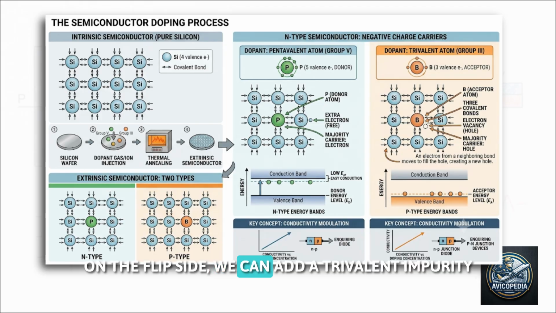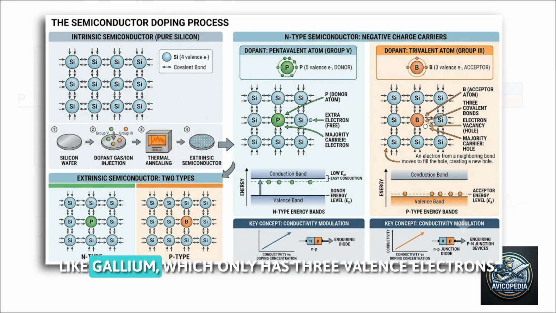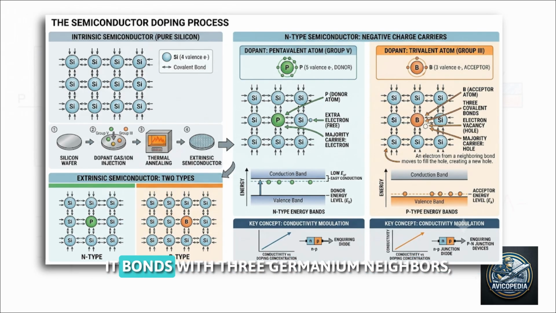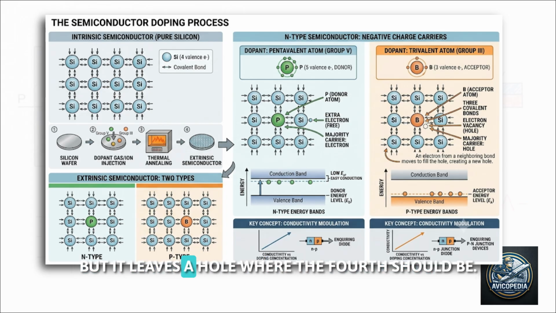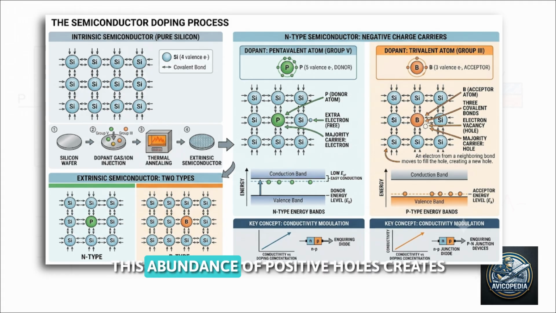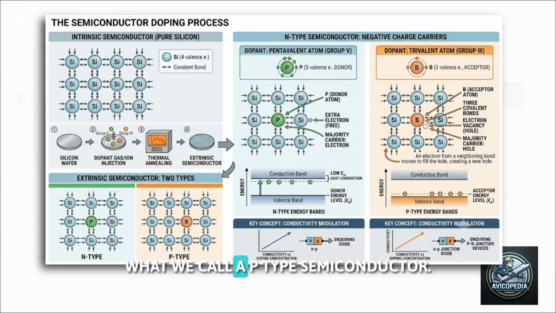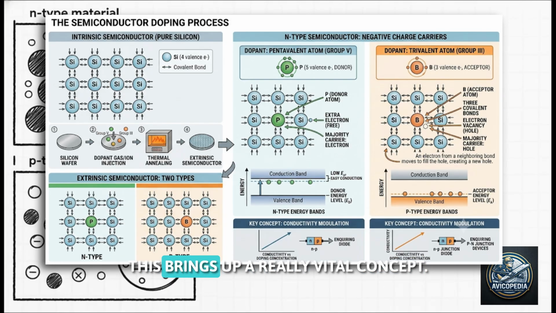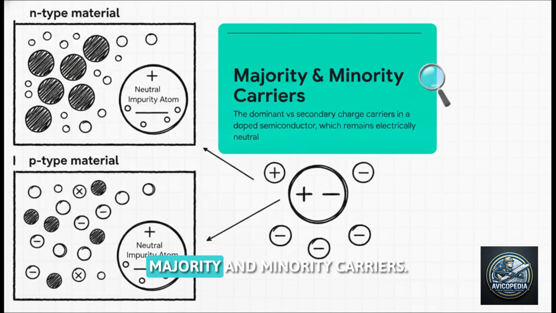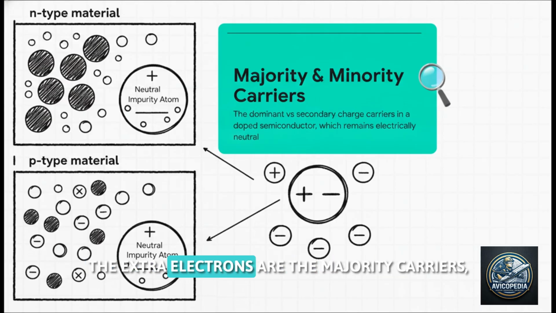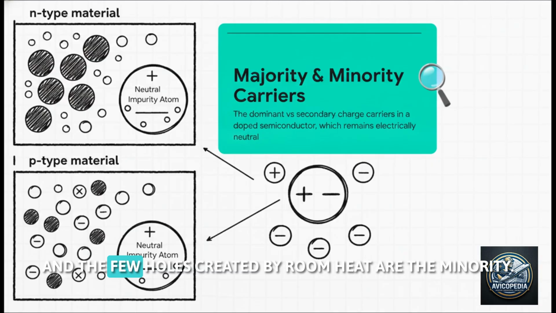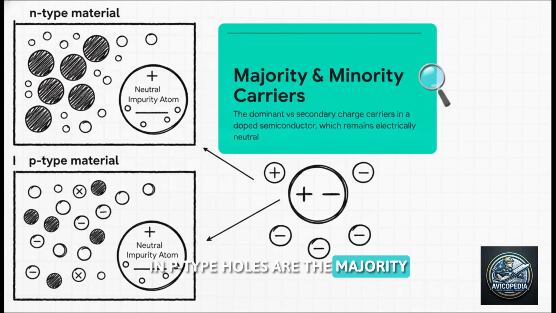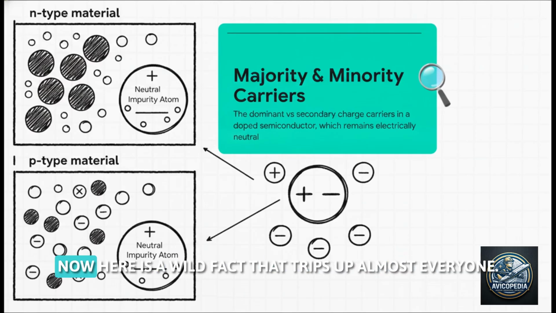On the flip side, we can add a trivalent impurity like gallium, which only has 3 valence electrons. It bonds with 3 germanium neighbors, but it leaves a hole where the 4th should be. This abundance of positive holes creates what we call a p-type semiconductor. This brings up a really vital concept, majority and minority carriers. In our N-type material, the extra electrons are the majority carriers, and the few holes created by room heat are the minority. In p-type, holes are the majority and electrons are the minority. Now here is a wild fact that trips up almost everyone.